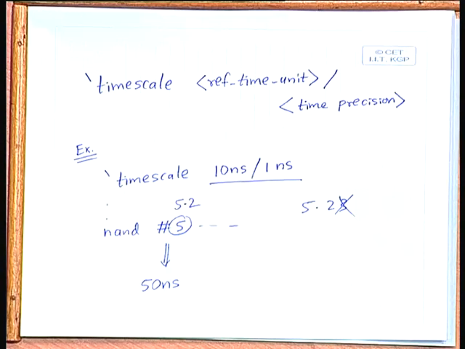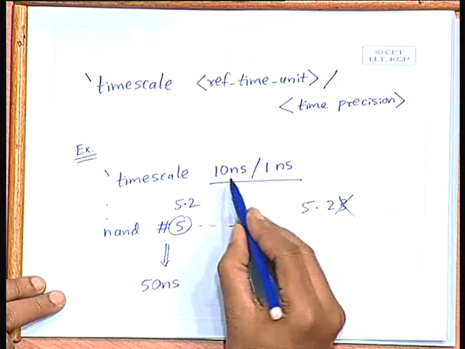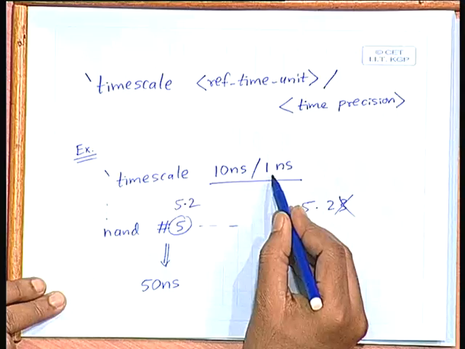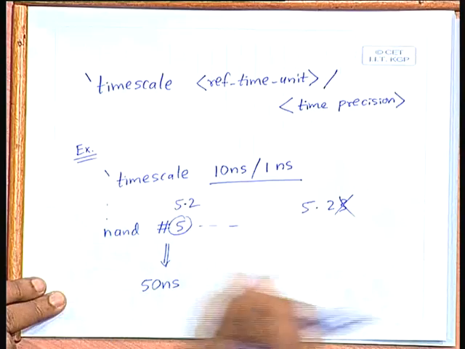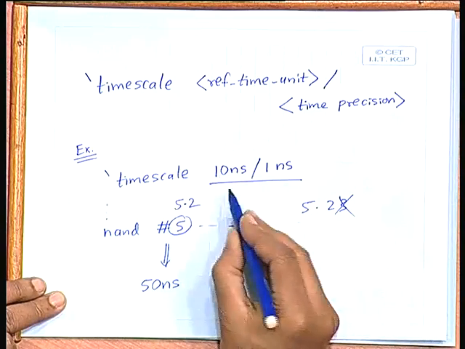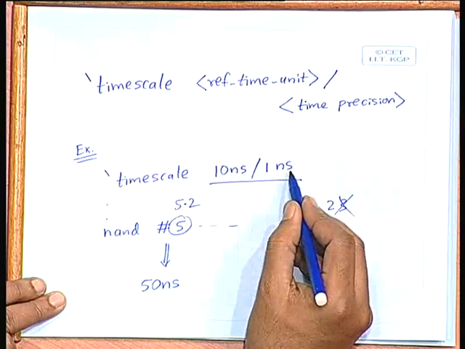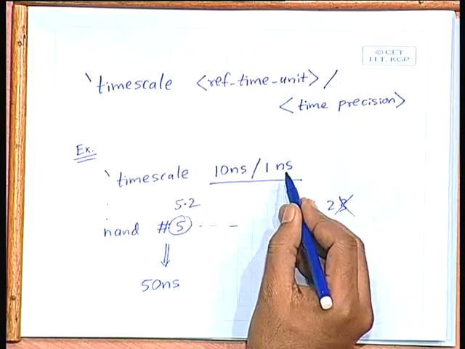One represents after how many decimal points we can represent. See, the ratio 10 divided by 1, it is 10. That means we can represent up to 1 decimal place. But if it is 100 picosecond, for example, 10 nanosecond slash 100 picosecond, then you can represent up to 2 decimal places. If it is 10 picosecond, we can represent up to 3 decimal places.